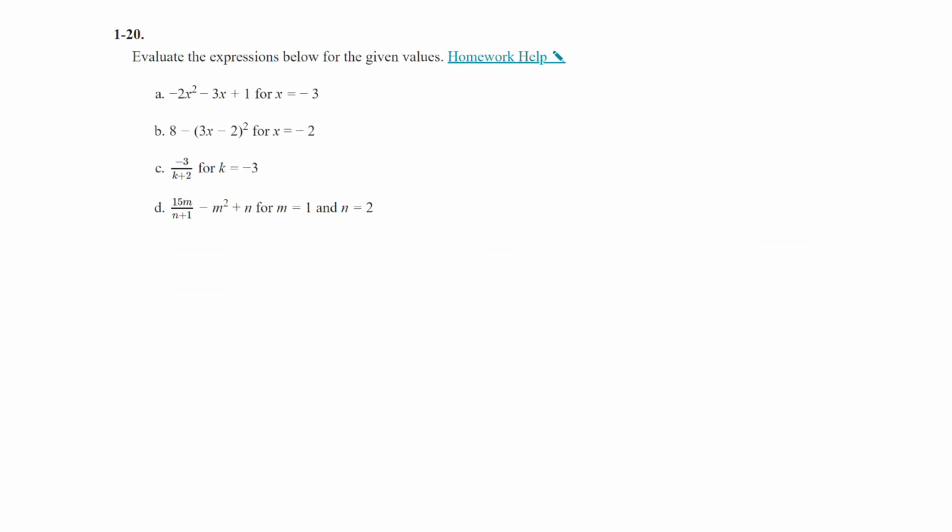Question 20. Evaluate the expressions below for the given values. Similar to what we just did on the last problems when we were checking them. Here is the value of x. Now this isn't an equation, this is an expression, so there is no equal sign, but we're still going to plug negative 3 back in for x and evaluate. Since the x is what's being squared, the negative 3 needs to go in parentheses.